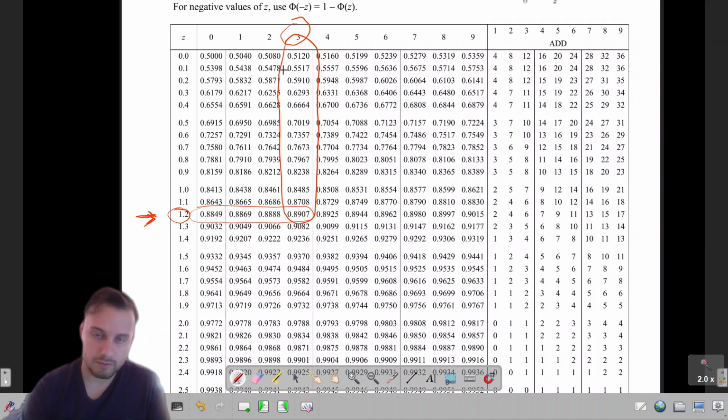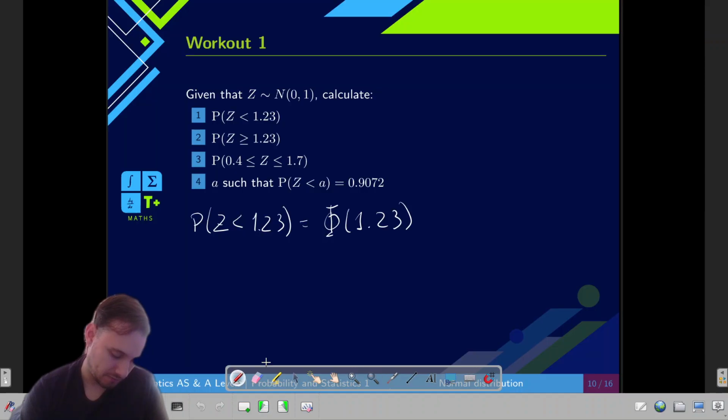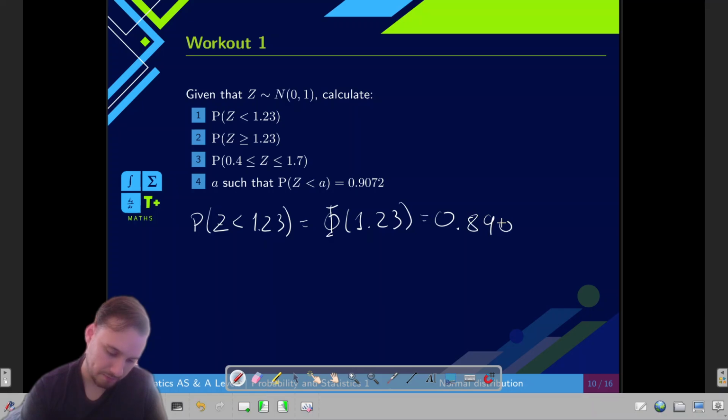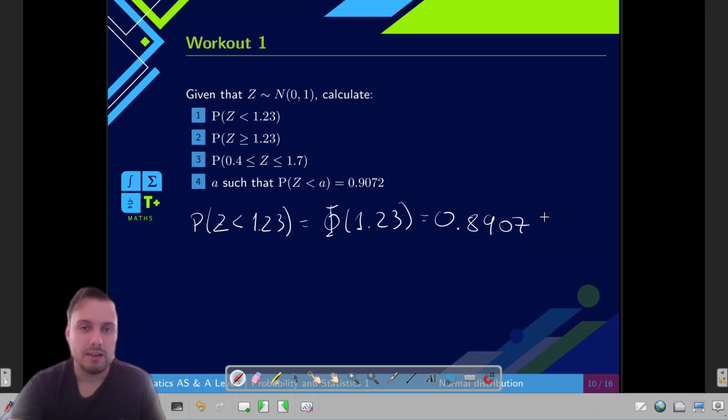So the value that I'm looking for is here, 0.8907. So this value is equal to 0.8907. And it's just that. That is the probability that I'm looking for. It's quite straightforward. If you think of it, it's just going to the table and looking up the numbers. In this case, as we didn't have this fourth figure, we didn't have to use the add at the end. It was just looking at the first value.